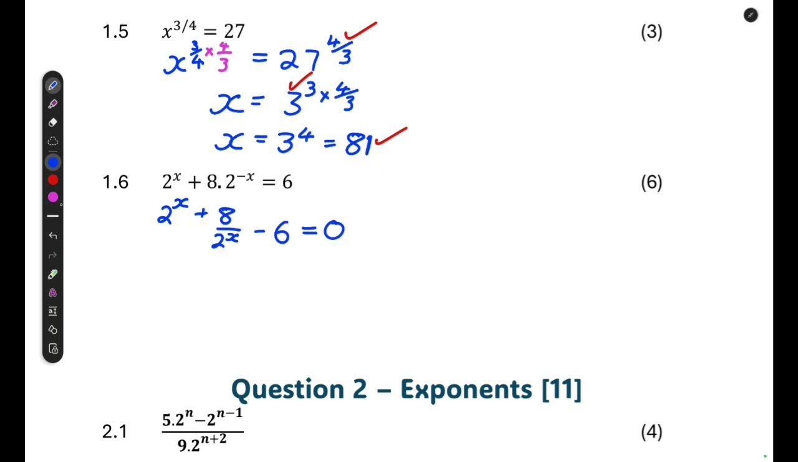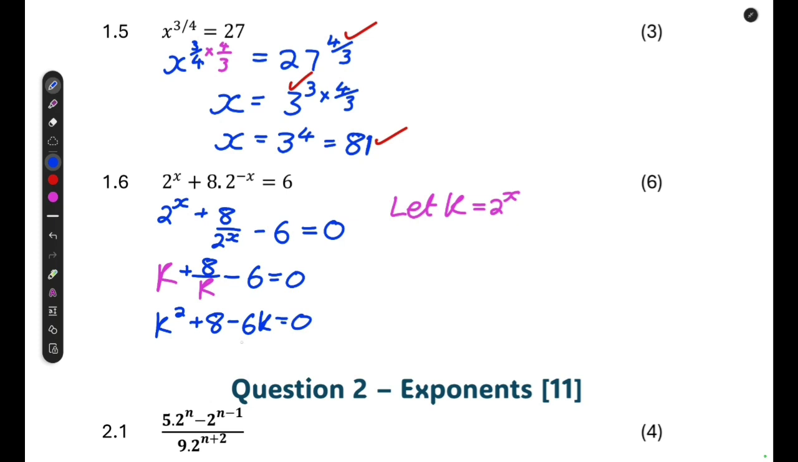Let's check. Okay, so the middle term has the negative exponent, which means it moves to the bottom. Now, I can choose to either do it this way or the K method. Like I said, I'm going to K, so let K equal 2 to the power x. Okay, so that means that's a K, that's a K. I can then say plus 8 over K minus 6 equal 0. Now I'm going to multiply everything by K and then shuffle it a little bit. So this is K squared plus 8 minus 6K equals 0. And then K squared minus 6K plus 8 equal 0.